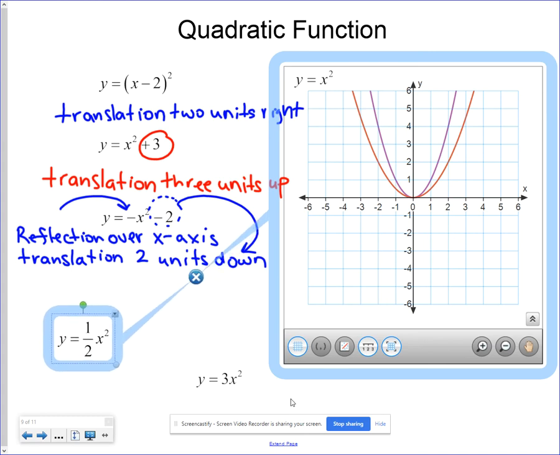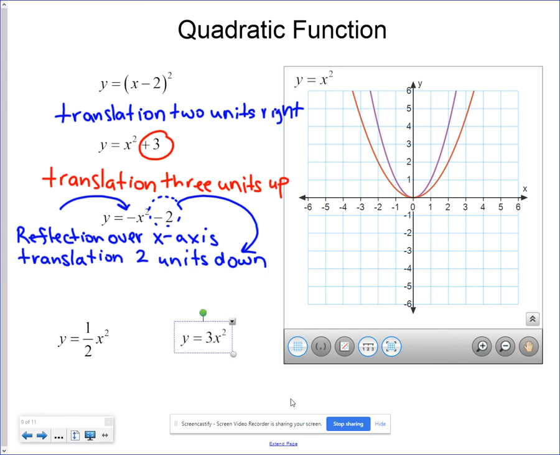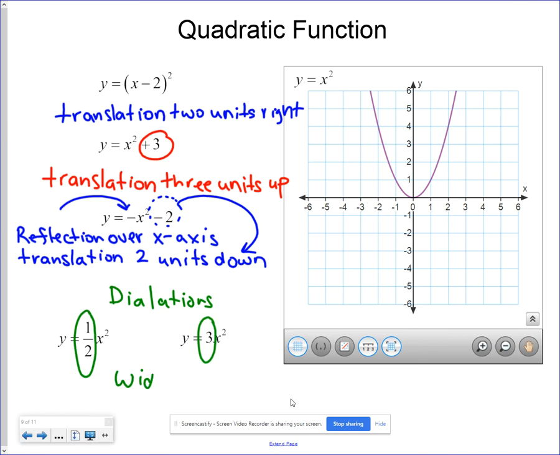So we see from these 2 graphs that when you write a number in front of the x squared term, it changes the size of it. So these both are dilations. It makes it wider or skinnier.